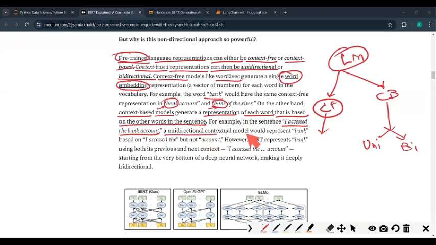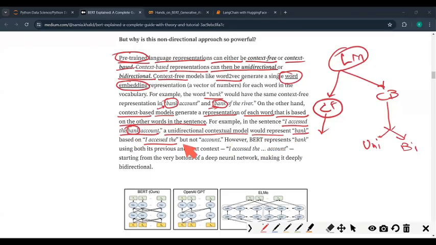A unidirectional contextual model would represent the bank on the basis of "I accessed", but not "account". So what will happen in a unidirectional approach? It will only look at the word from one side, or independently. It is not looking at the other side. So it will not be able to identify whether this bank is talking about the account or the river, because it is only seeing from one side, or looking at it independently.